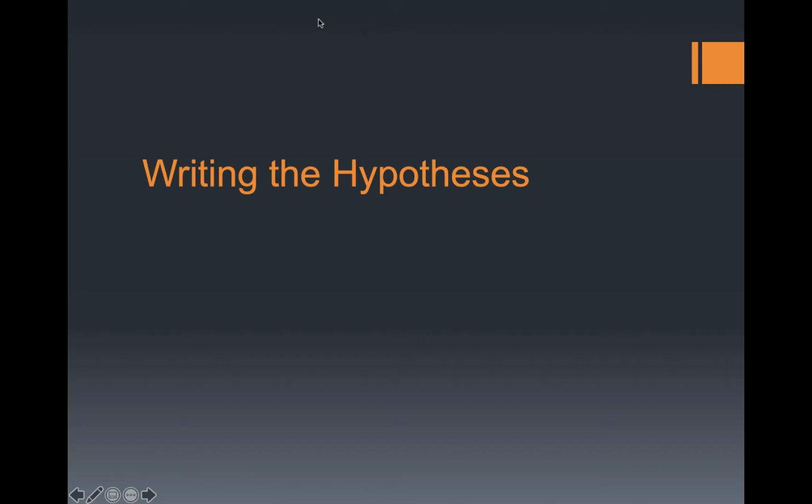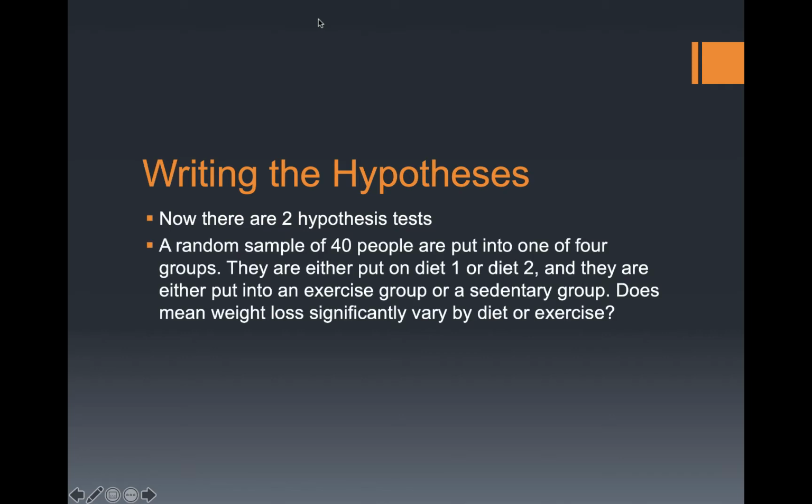Writing the hypotheses. I told you after we were done with the two-sample hypothesis testing, when we got to the one-way ANOVA, that hypothesis testing was getting simpler in terms of writing them. It's going to stay kind of simple. It's really just repeating what we did in the last lecture with one-way ANOVAs. The only difference is that now that we have two factors, we have two hypothesis tests. In this example, again, we've got the diet factor and the exercise factor.